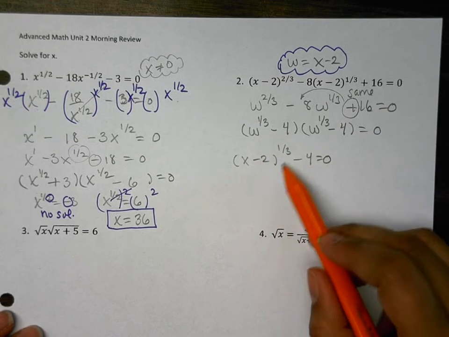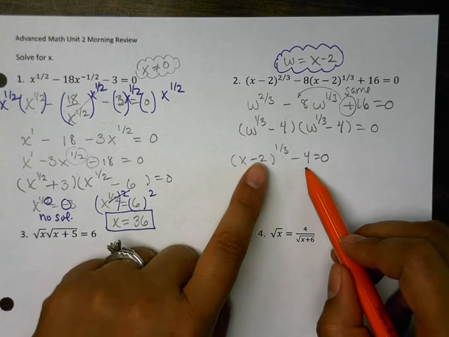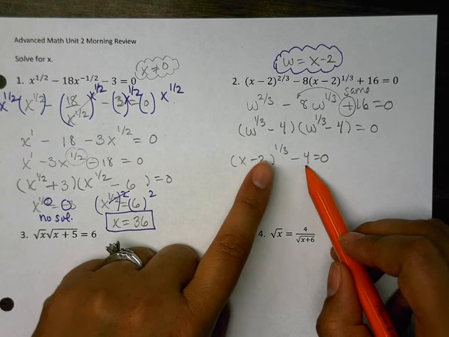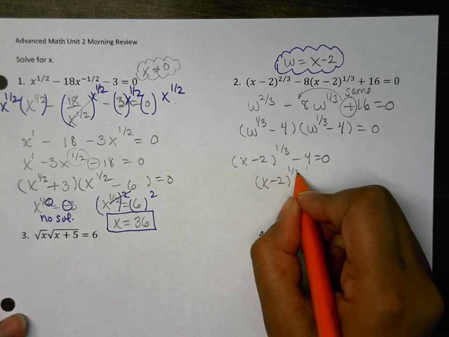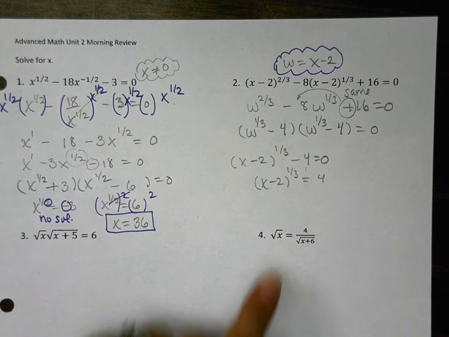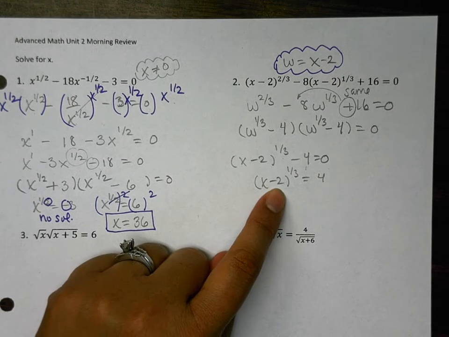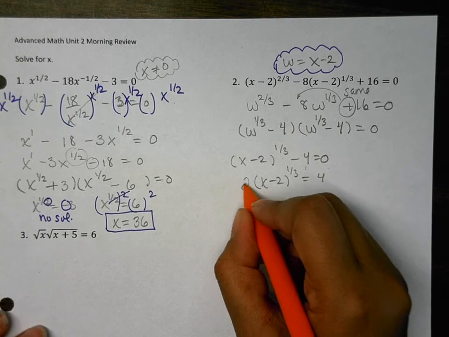All right, do you agree I have W to the 1/3 minus 4, times W to the 1/3 minus 4, equals 0? Okay, can I combine these two terms here? No, what do I have to add over to the other side? The 4. Can I add the 2 over right now? Can I add the 2 over to the other side as well? No, it's trapped.